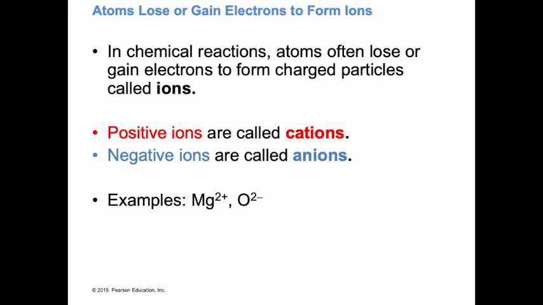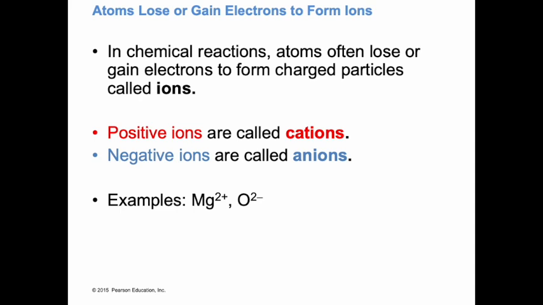Okay, in chemical reactions, atoms often lose or gain electrons to form charged particles called ions. Positive ions are called cations, and negative ions are called anions. So some examples are magnesium with a superscript 2+, or oxygen with a superscript 2-. And so we've talked about what protons do. If we change the number of protons in an atom, that changes the element. If I have 1 proton, it's hydrogen. If I have 2 protons, it's helium.